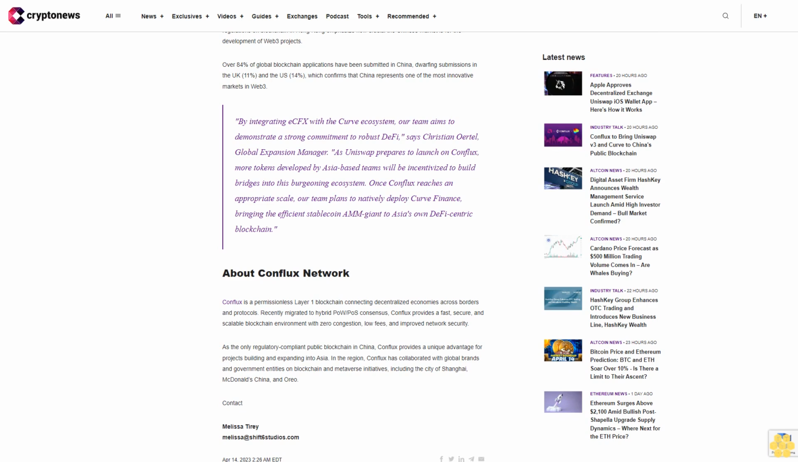About Conflux Network. Conflux is a permissionless Layer 1 blockchain connecting decentralized economies across borders and protocols. Recently migrated to hybrid PoW/PoS consensus, Conflux provides a fast, secure, and scalable blockchain environment with zero congestion, low fees, and improved network security. As the only regulatory-compliant public blockchain in China, Conflux provides a unique advantage for projects building and expanding into Asia. In the region, Conflux has collaborated with global brands and government entities on blockchain and metaverse initiatives, including the City of Shanghai, McDonald's China, and Oreo.